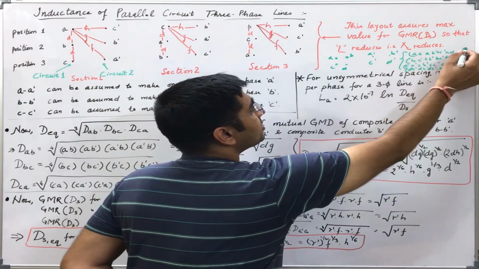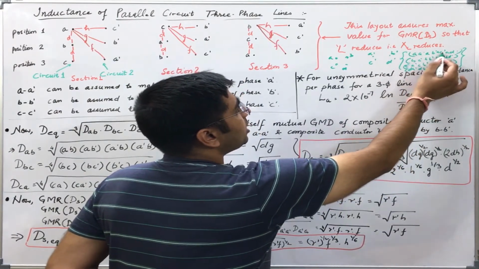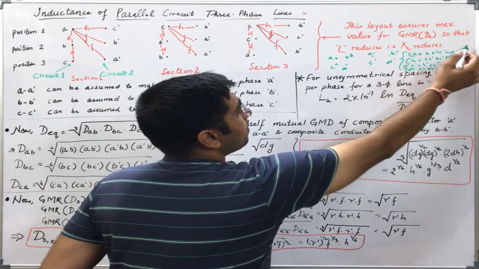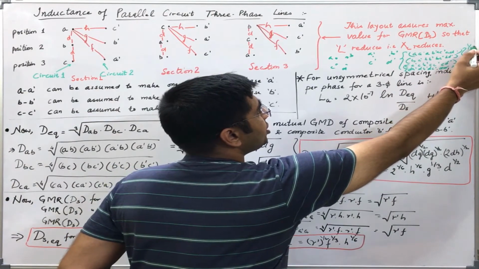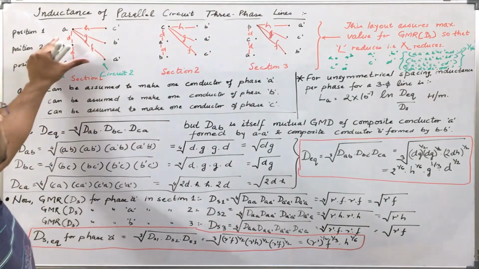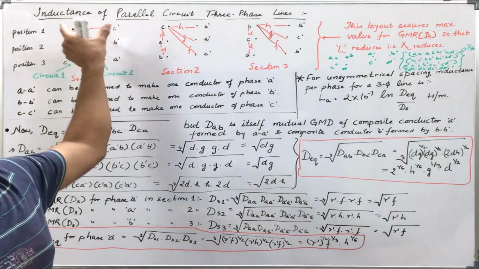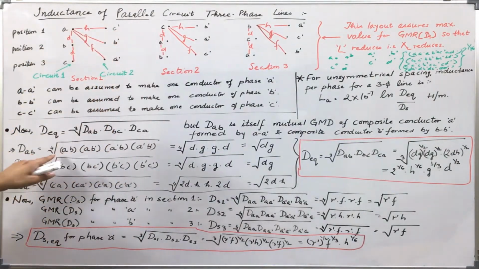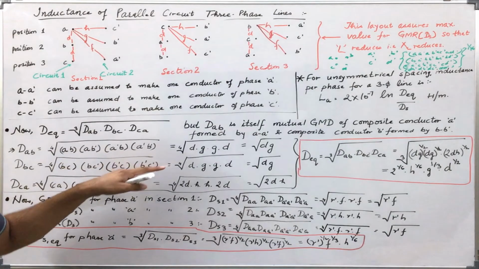Then how many terms are these? 4 terms into 4 terms, so the power will be 1/16. Similarly, there are 2 conductors per phase, so the power will be 1/4, and I can easily write AB, AB dash, A dash B, A dash B dash.